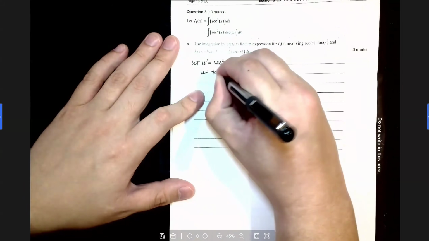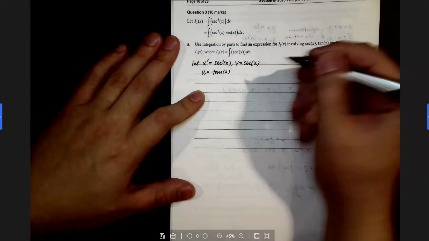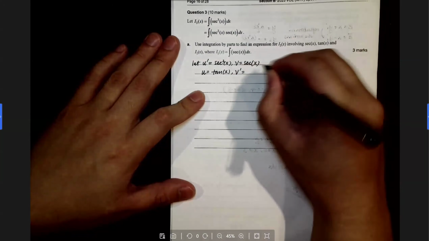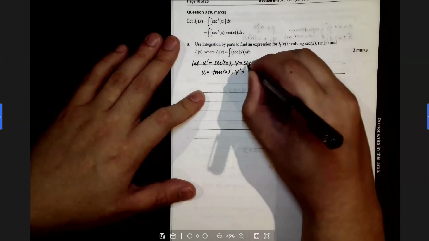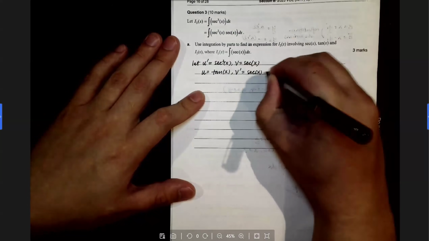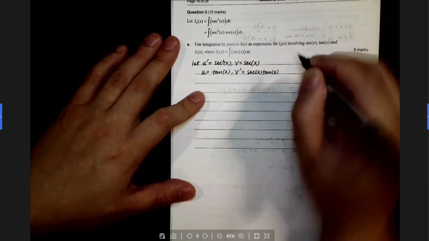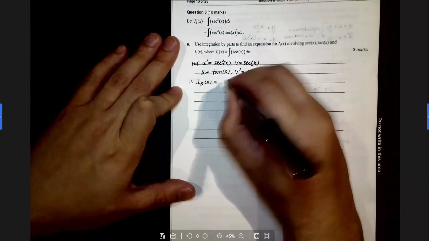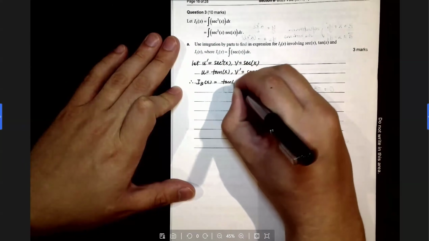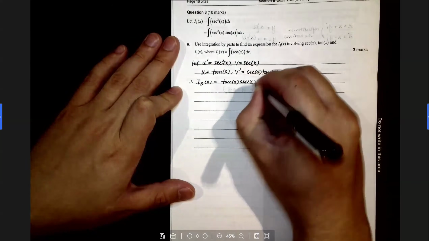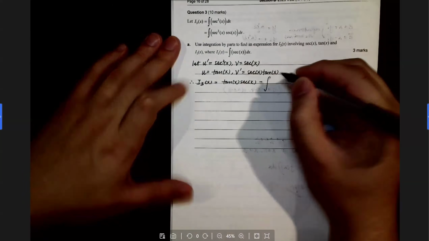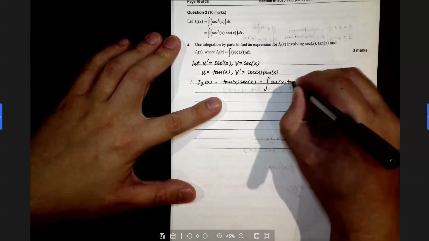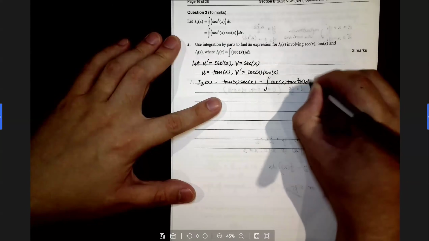u is going to be tangent x, the antiderivative of secant squared. And for v dash, if you go to the VCAA website, you see a copy of the VCAA formula sheet, and it provides you the derivative of secant is secant tangent. Therefore, I3 of x equals tangent x secant x, that's u times v, minus the integral of u times v dash. So you will have secant x times tangent squared x dx.